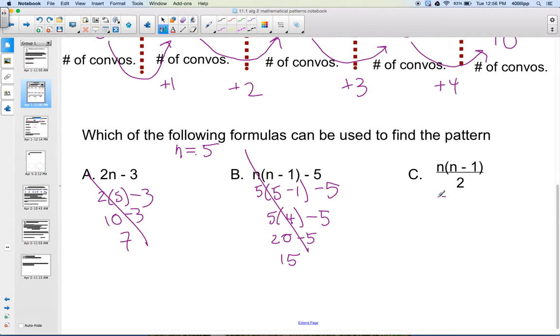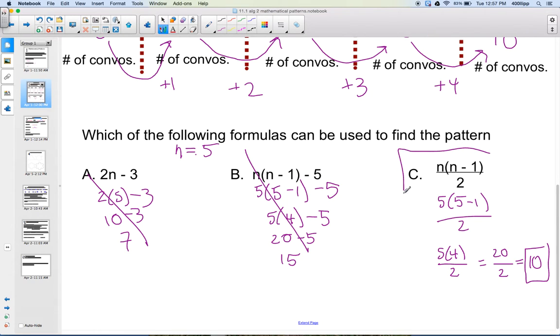So let's try this one here. 5 times 5 minus 1 divided by 2. 5 minus 1 is 4. 5 times 4 is 20. Divided by 2 is 10, which is what we wanted. That's the number of conversations that occur when there are 5 people. C is our correct answer. And in later sections, we're going to learn how to find this explicit formula.